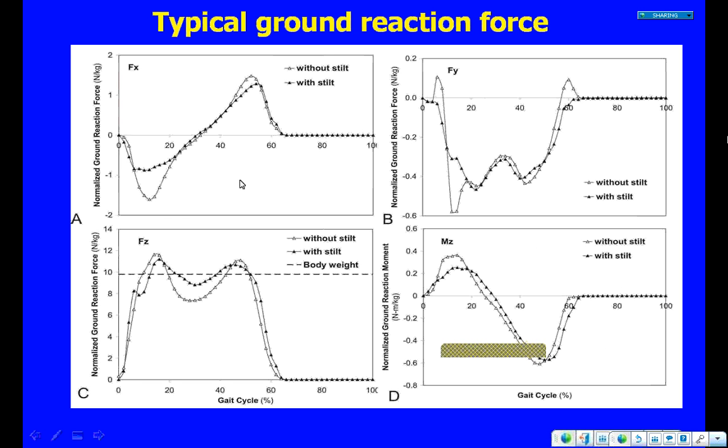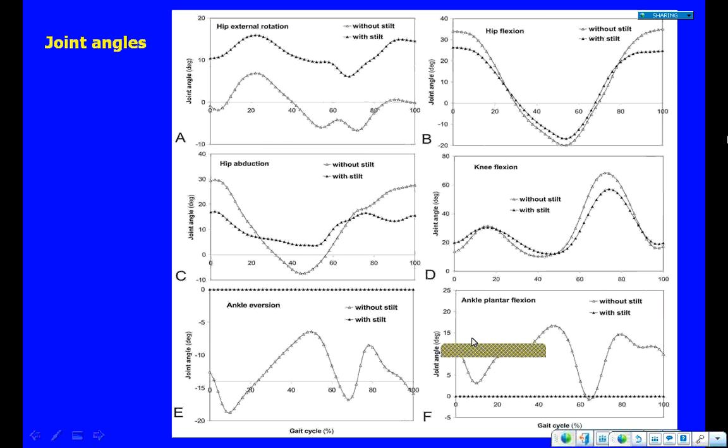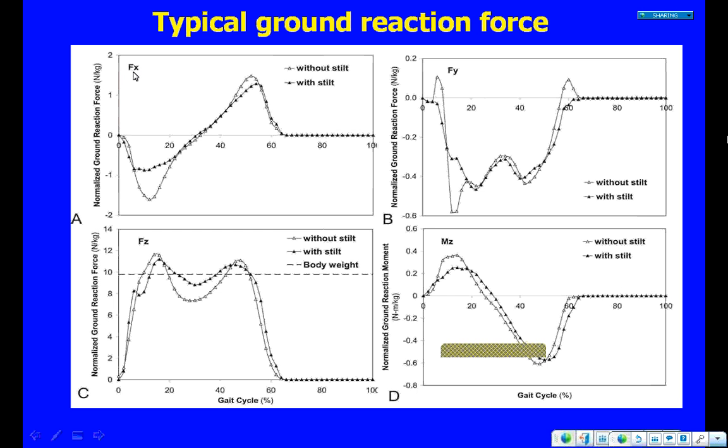So this is the ground reaction force with stilts compared to without stilts. The X-axis is the direction the human is walking. Without stilts, the foot applies more force forward. With stilts, less, because people have to walk very carefully to prevent a fall. There's less force. Then also the vertical force is normalized to the body weight in this case.